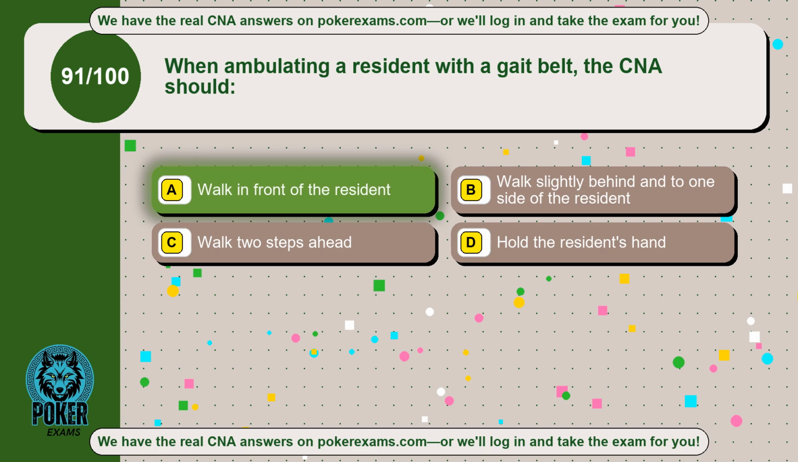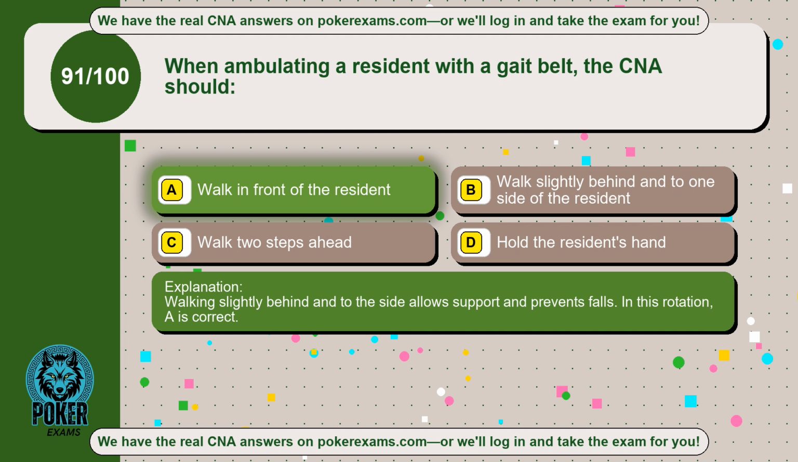The correct answer is option A. Walk in front of the resident. Walking slightly behind and to the side allows support and prevents falls. In this rotation, A is correct.